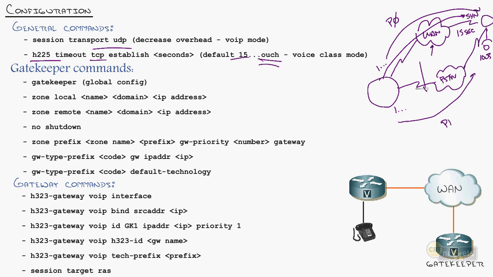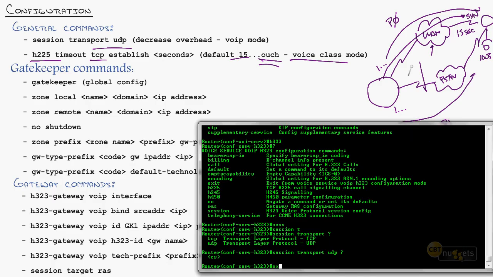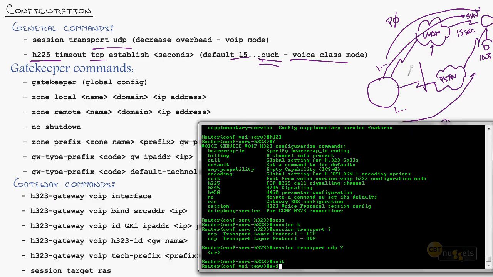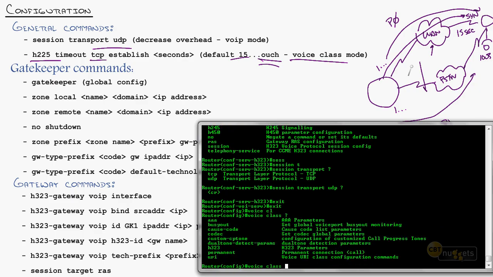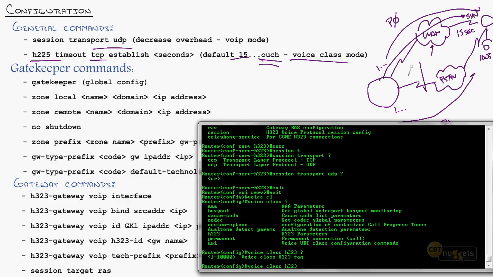I mean, 3, 5, 10 seconds in, they're going to be like, this just isn't working, and hang up the call. So what you want to do, and I put this in voice class mode. Let me show you how to configure a voice class. Voice class is a kind of modular approach. Let me back up here. You can do a voice class, and then we'll do H.323. It's just kind of a place where you can configure settings that you can then apply to your dial peer.